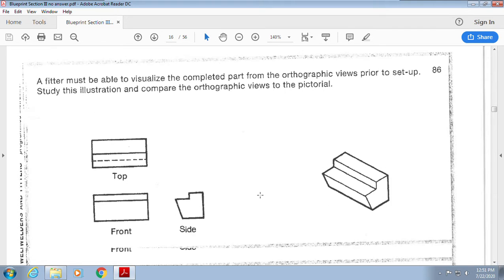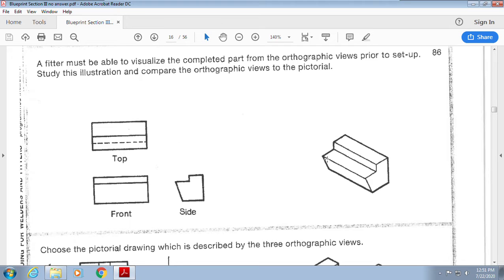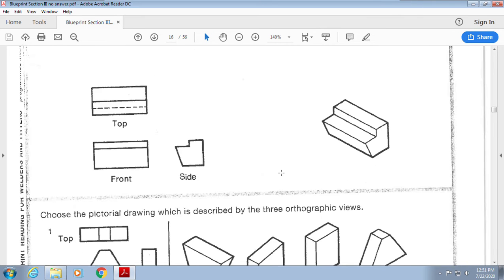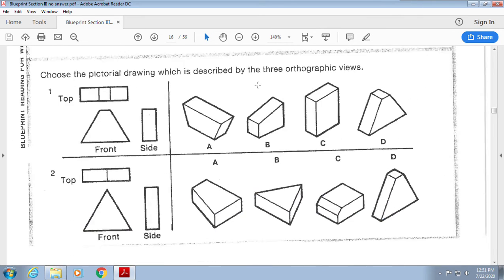So I was talking about taking this top view, the front view, and the side view and sticking them together in a way that we can visualize it. They want you to pick the pictorial drawing that best describes this. This is how I look at things when we're starting to look. So what is my top going to look like? Well, it has this square on the top. What does my front look like? What does my side look like?